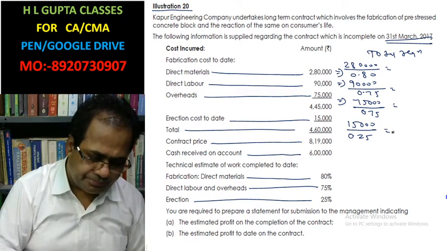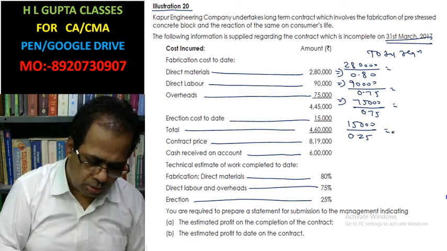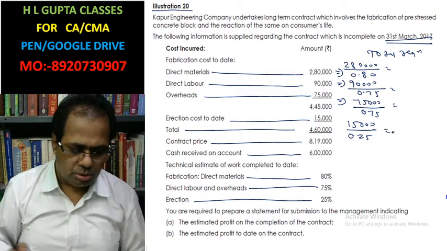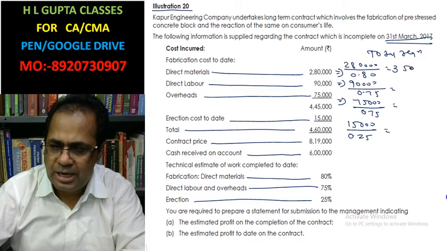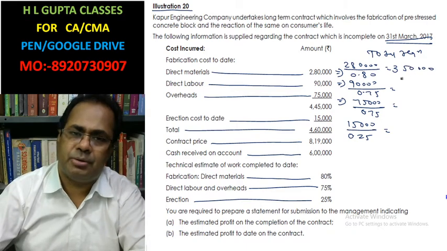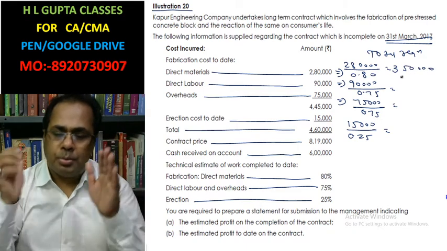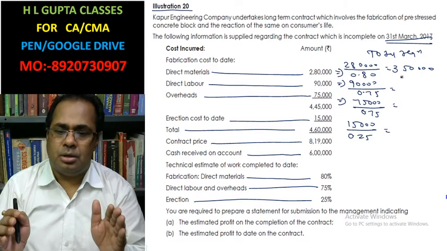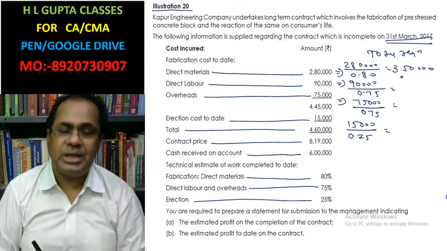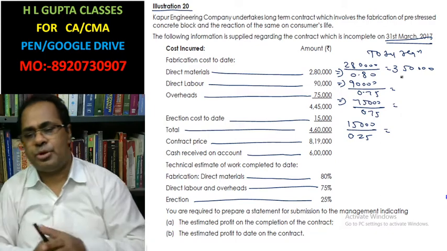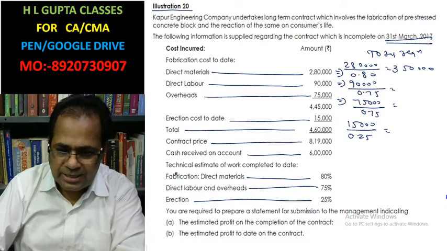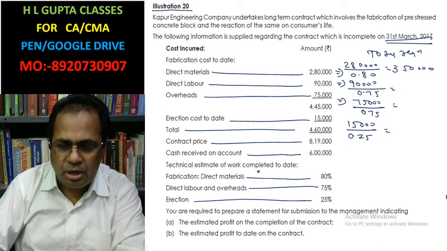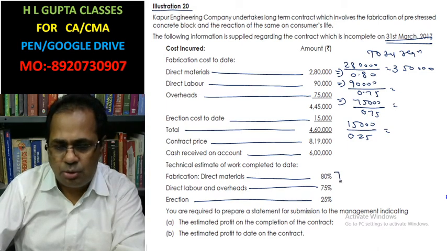What I want to say here is that 2,80,000 divided by 0.8 means in actual 3,50,000 of material will be required. But up to date 2,80,000 of material has been used. Still we have to use the remaining materials. This is the technical estimate of the work completed to date.